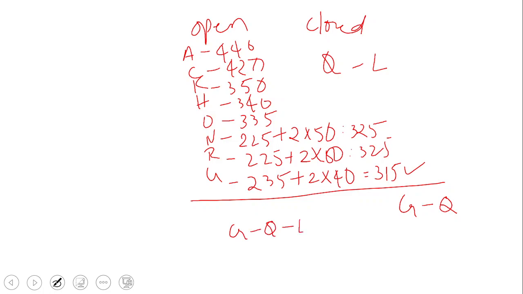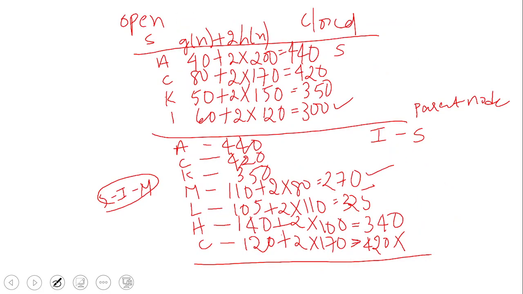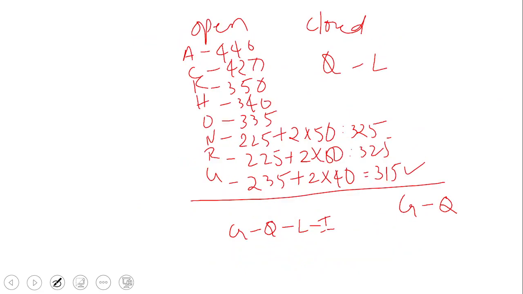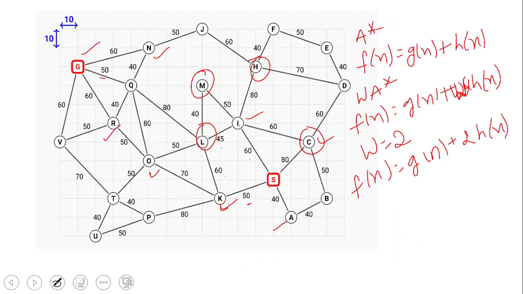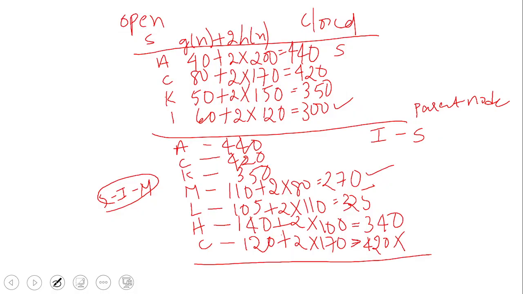Z to Q, Q to L, and L is having the parent I. I parent is S. Yes. So the path is S, I, L, Q, and Z. So the path cost is, S to I, whatever the values we are having from S to I. Okay. So S to I is 60. I to L is 45. L to Q is 80 plus 50. Okay. So that is the path cost.